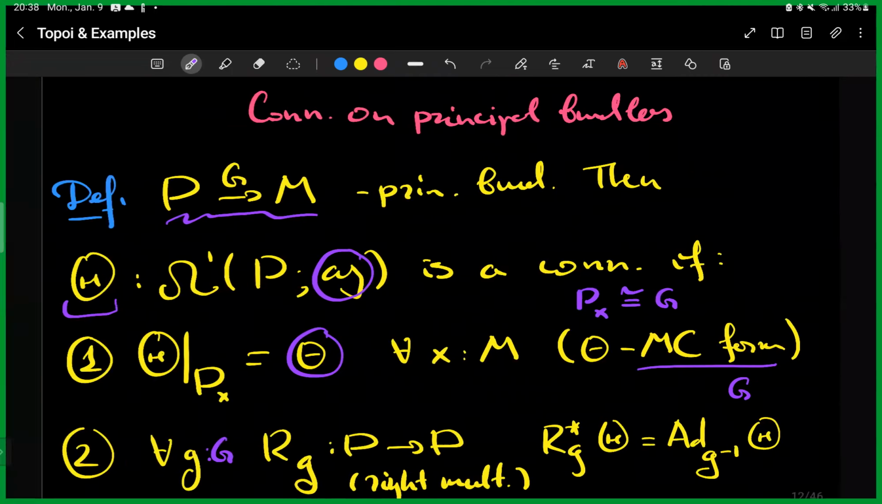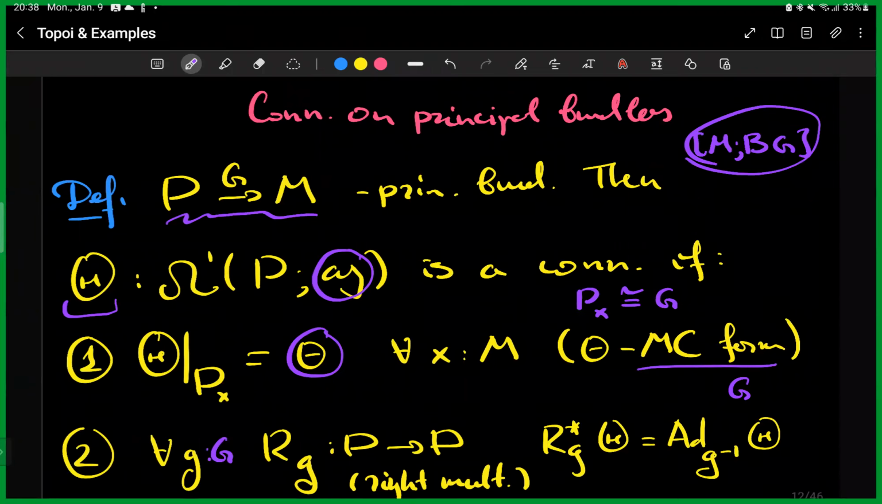And what do we want to do? Well, it would be nice to be able to classify not just principal bundles, because we know how to classify principal bundles. We just need to take homotopy classes of maps from a manifold to the classifying space of the group G. And this thing classifies principal G bundles. But we want to classify principal G bundles with connection. So it's a bit harder.